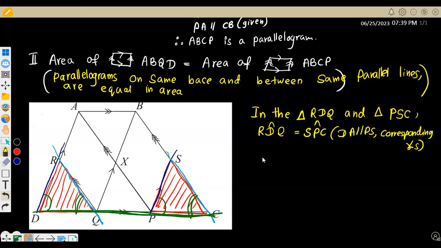Then angle RQD is equal to angle SCP. Those are formed because QR is parallel to CS, corresponding angles.